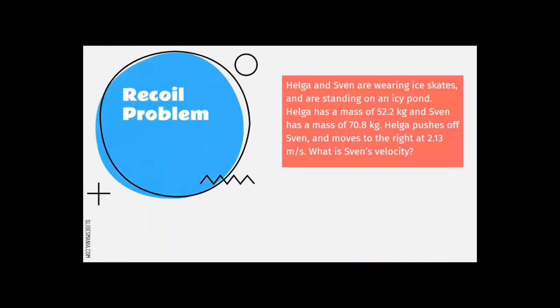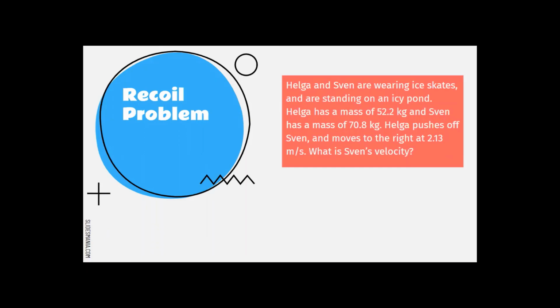Here we have a problem that is similar to a recoil problem. Helga and Sven are wearing ice skates and are standing on an icy pond. Helga has a mass of 52.2 kilograms and Sven has a mass of 70.8 kilograms. Helga pushes off Sven and moves to the right at 2.13 meters per second.